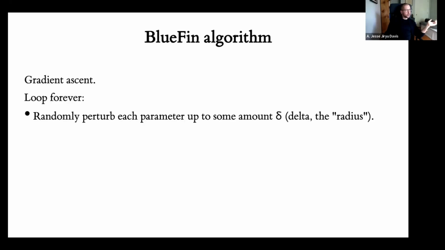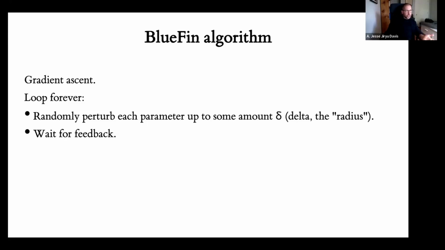It loops forever. On each round, it randomly perturbs each parameter up to some amount delta, which it calls the radius. Every parameter is perturbed within the same delta, so you need to do some sort of scaling to get that to make sense for parameters that have different domains, which they mention but don't give a lot of examples of.